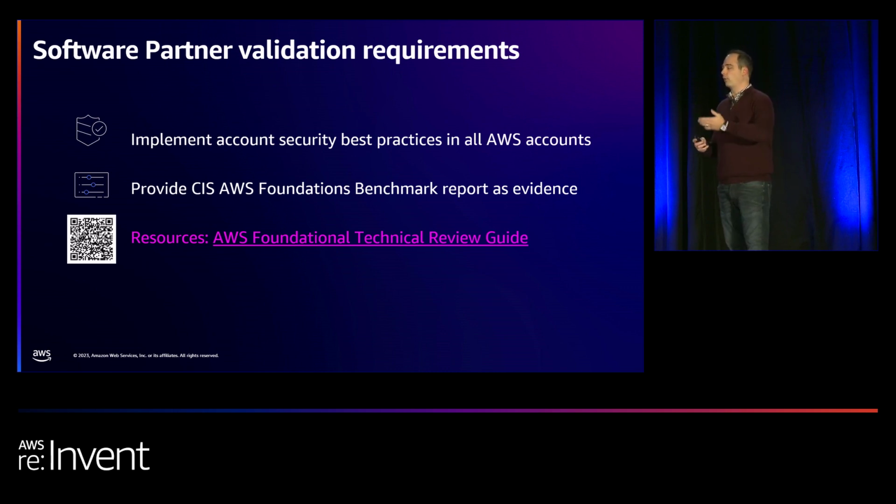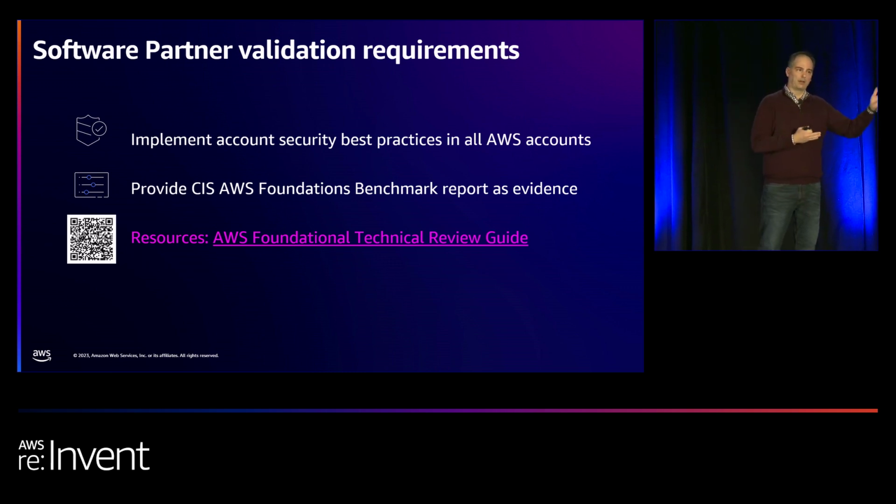We also ask that you provide a CIS benchmark report. So this is an example of the way that you would use automated tooling. Pretty much all of the tools that I discussed support this. The CIS AWS Foundations benchmark is an industry standard benchmark that's supported by most of these tools. And we use this as a way to easily collect evidence that you've implemented the best practices that we require in our checklists.